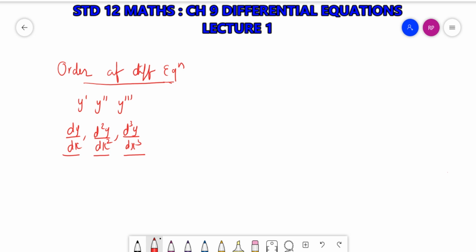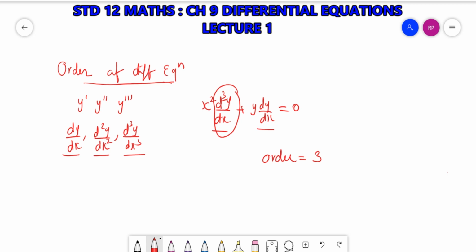Now, if the equation is like this, x square d cube y by dx cube plus y dy by dx is equal to 0. In this equation, which is the highest order derivative? This one. How many times is it differentiated? Three times. So the order is equal to 3. Clear? The highest order of derivative is called the order of the differential equation.